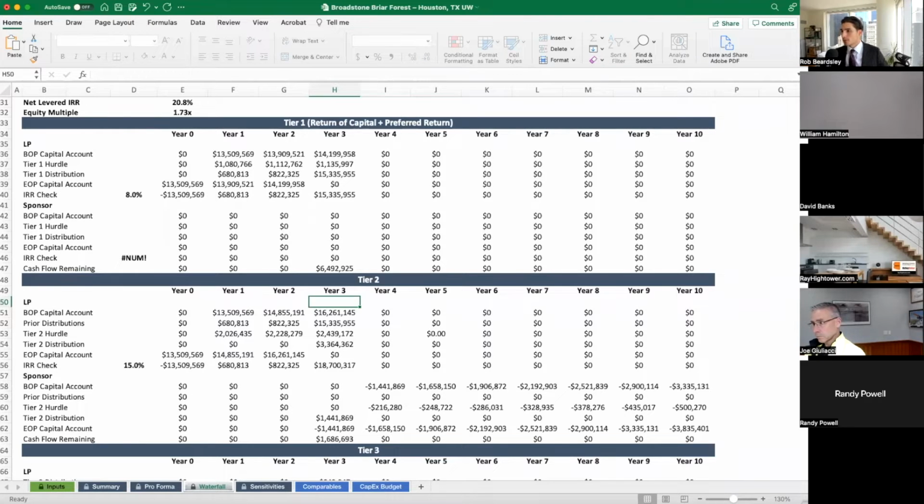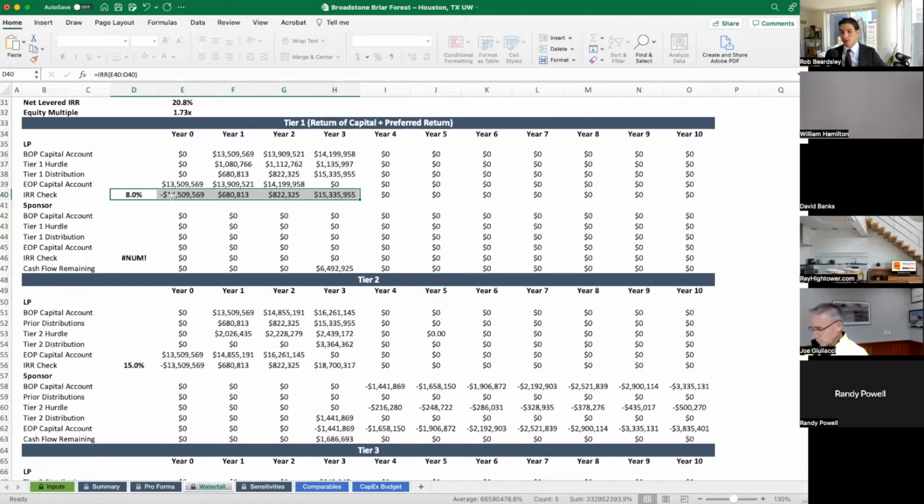All right, another question. William is asking, if the hurdle isn't met, it carries until sale disposition and is paid out at sale, correct? Yes, that's exactly right. Going back to tier 1, we never met the preferred return on a cash flow basis. It took the year 3 sale to finally catch up and meet that 8% IRR. Even if you are paying 8% distributions every year, you're still not satisfying the tier 1 hurdle because it's an 8% IRR.